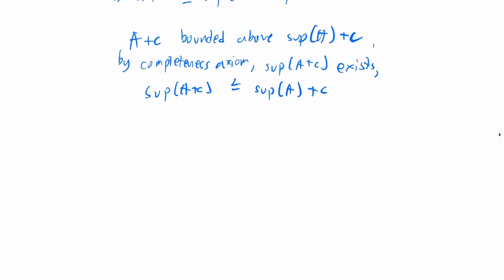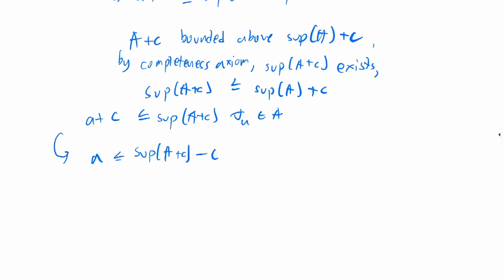And from here, some of you might have noticed that we can simply write that little a plus c is less than or equal to the supremum of cap A plus c for all a within cap A. And this now implies, just to make that more clear, that little a is less than or equal to the supremum of cap A plus c minus c. So we just subtracted c from the other side. And this is still for all a within cap A.